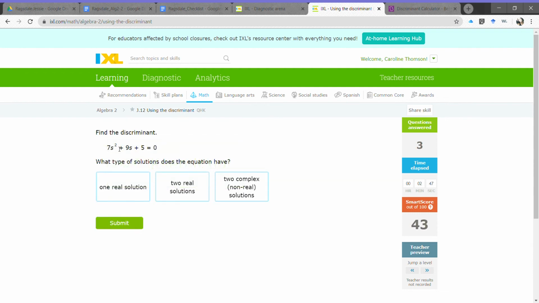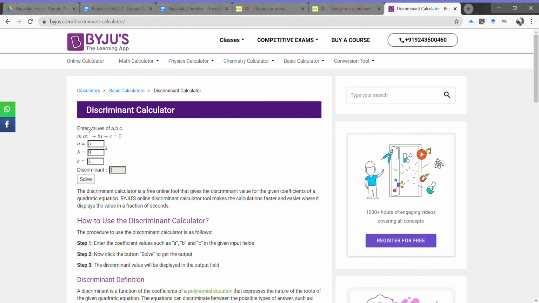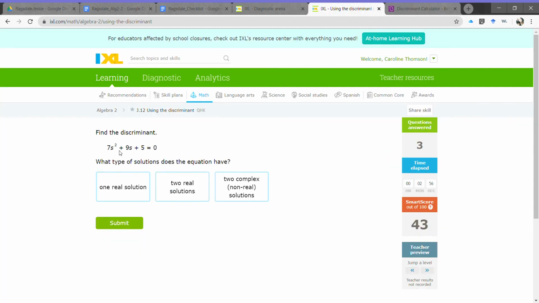Same thing, 795 is what we're going to plug in here. We're just going to pop them in, 795, solve. We get negative 59. So what type of solution does the equation have? If our number is less than 0, it has 2 complex solutions. And you're going to go through the whole thing until you get to 80.